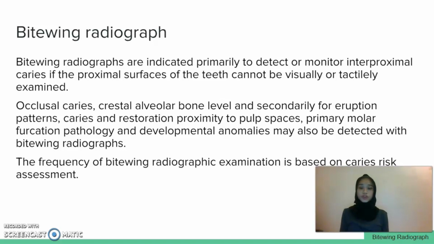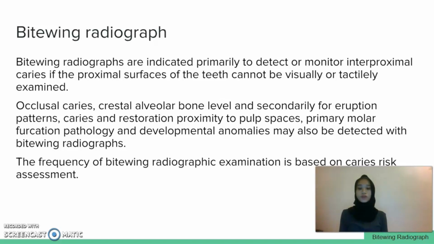Next is the bite-wing radiograph. Bite-wing radiographs are indicated primarily to detect or monitor interproximal caries if the proximal surfaces of the teeth cannot be visually or tactilely examined. These are taken with a small film or digital sensor that you will bite with your posterior teeth. Occlusal caries, crestal alveolar bone level, and secondarily eruption patterns, caries and restoration proximity to pulp spaces, primary molar furcation pathology, and developmental anomalies may also be detected with bite-wing radiographs.